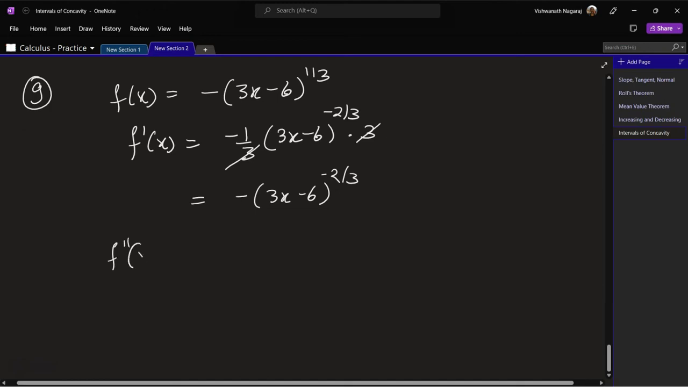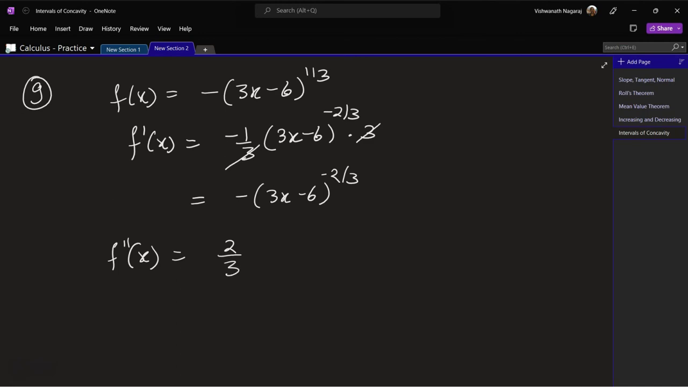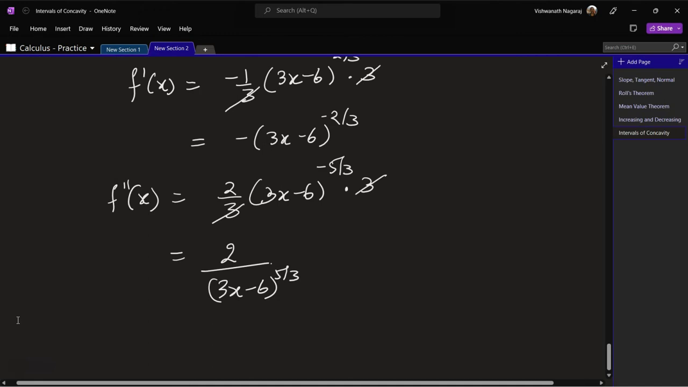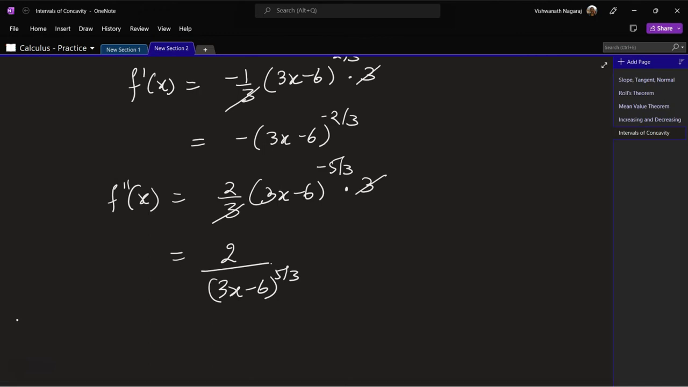Okay, now f''(x) is going to be -(-) 2 by 3 times (3x - 6) to the power of -2 by 3 - 1. That is -5 by 3 times 3. Again, 3 and 3 cancel, and we are left with 2 by (3x - 6) to the power of 5 by 3. Okay, now we can't equate it to 0, x disappears.